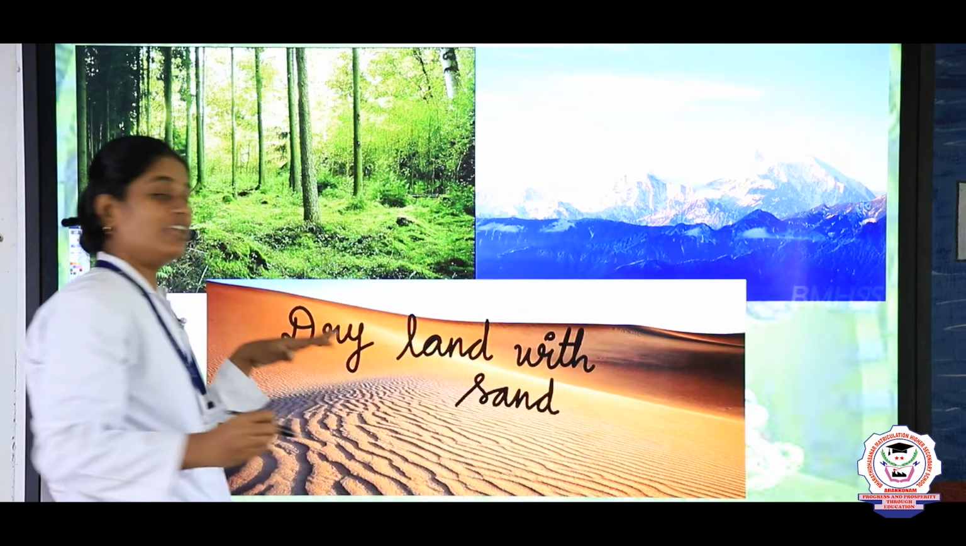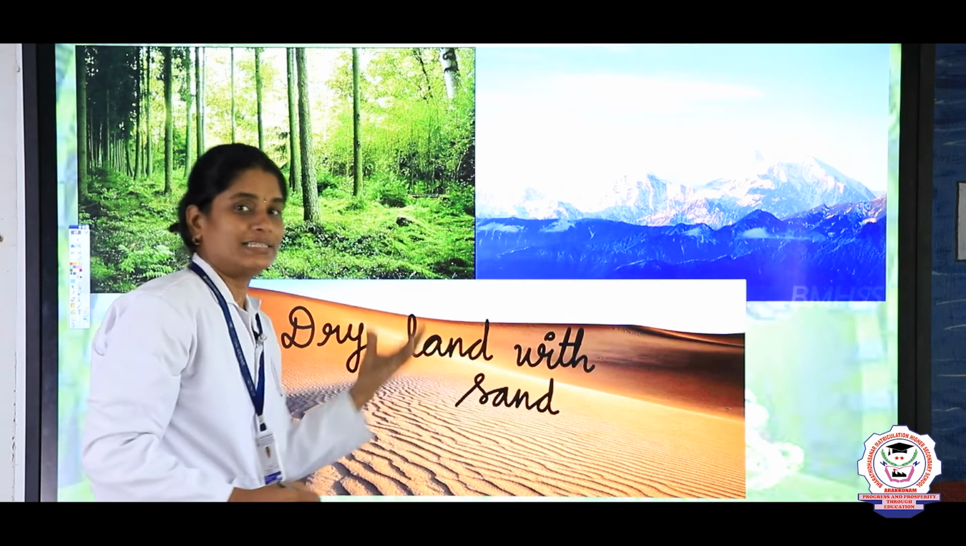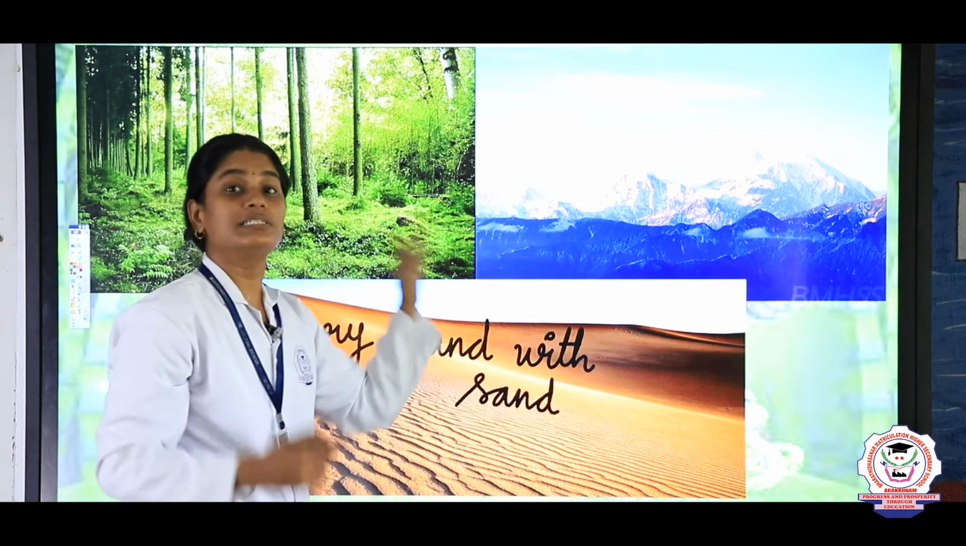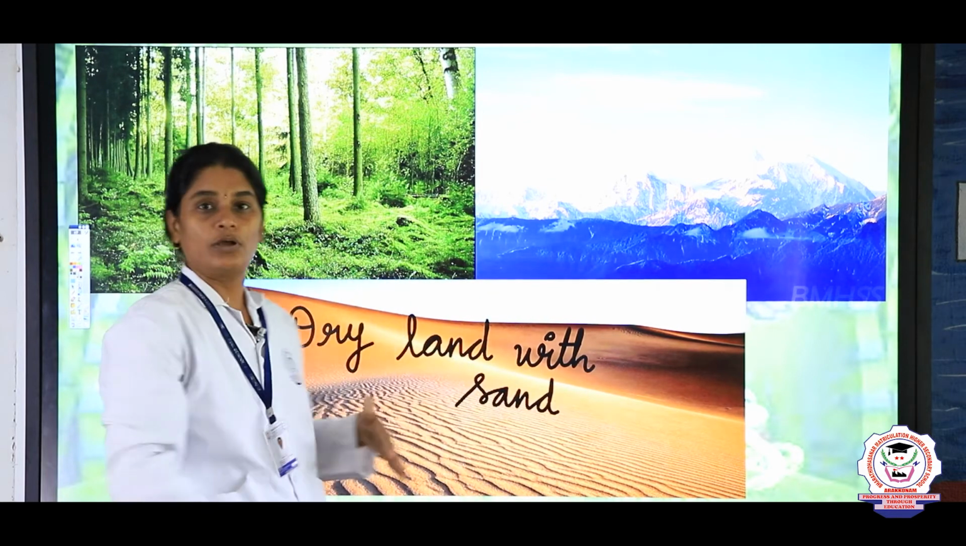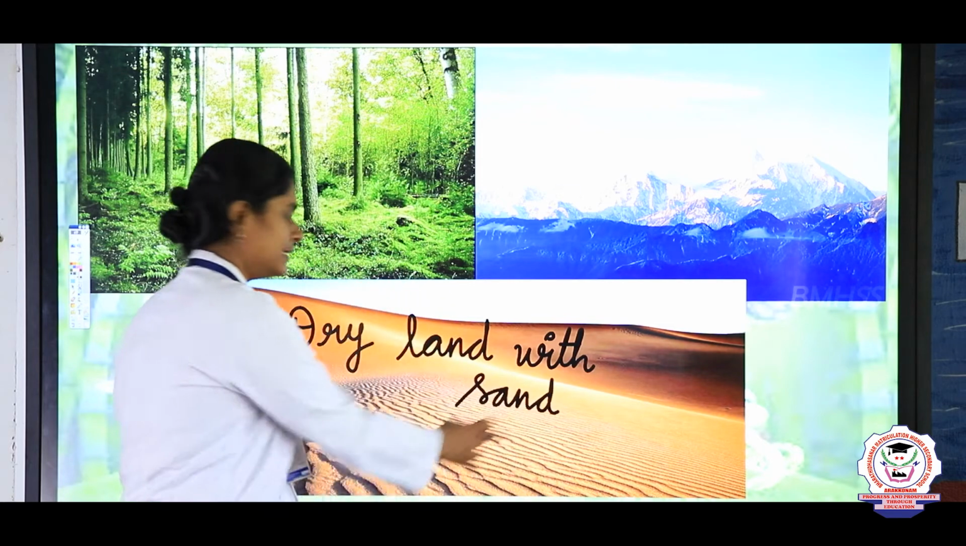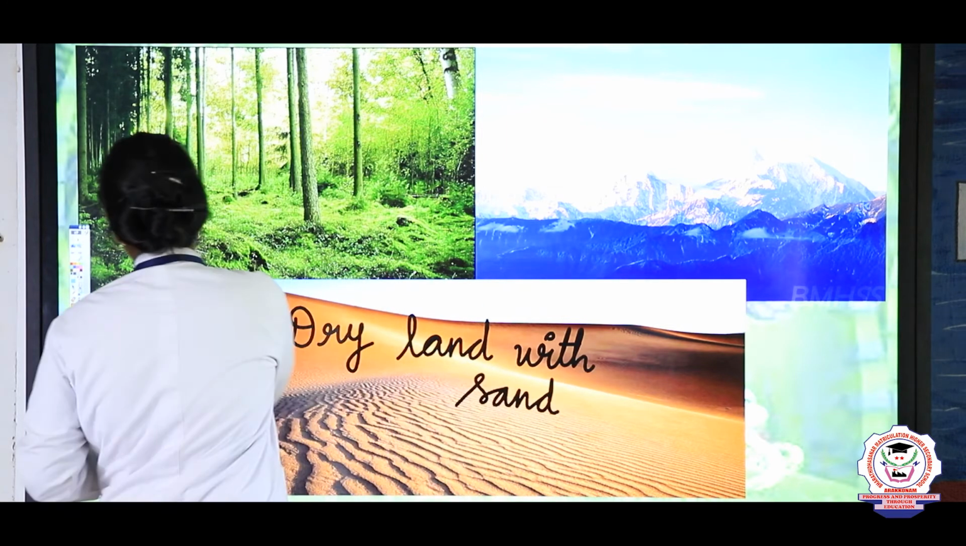So, we can say some animals live in the desert. For example, camel. Camels live in the desert, right, but we cannot see a camel in the forest or in the mountain, right. So, the camel's habitat is desert. In the same way, we are going to see what animals live in the desert.